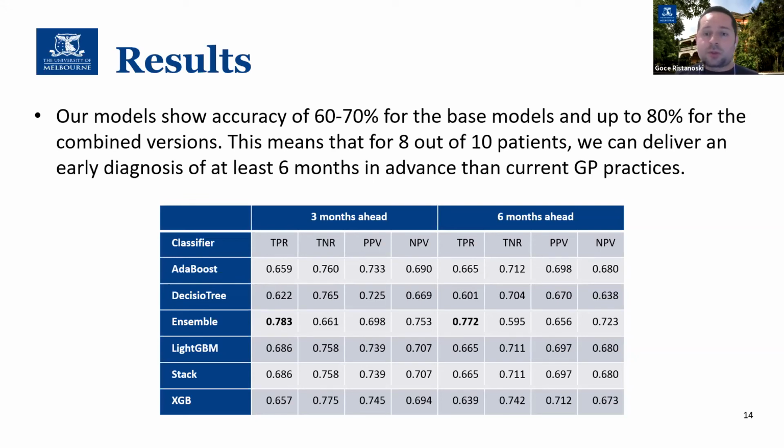If we combine the models into an ensemble, we can increase this performance for up to 8 out of 10 patients. And usually the performance of the other models that are in this area also goes around this number, around 80%. Our most recent work actually allowed us to get even more increased performance, more than 95%, even for 3 months ahead, once we actually add even more features in the data set.